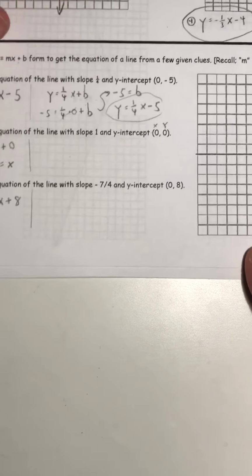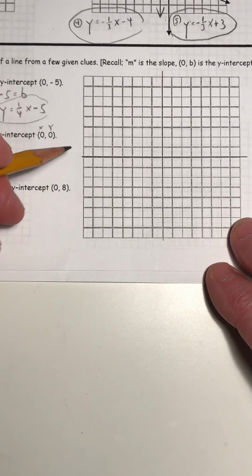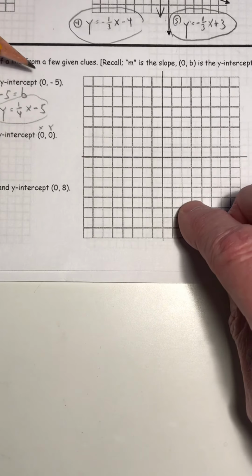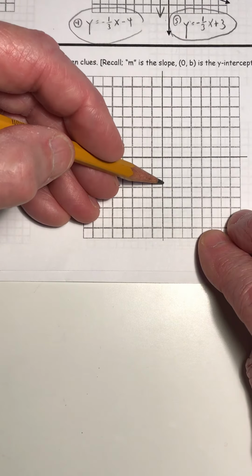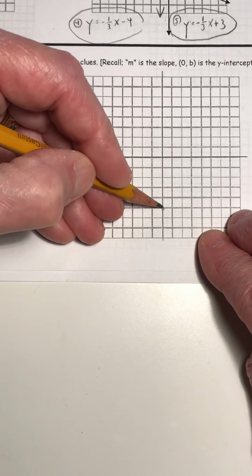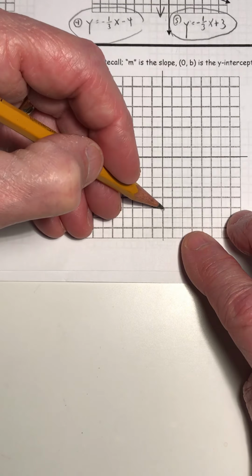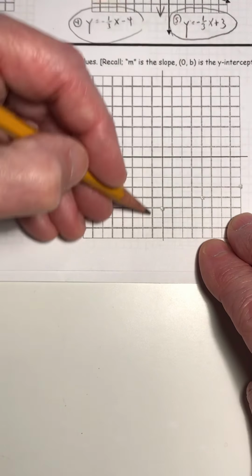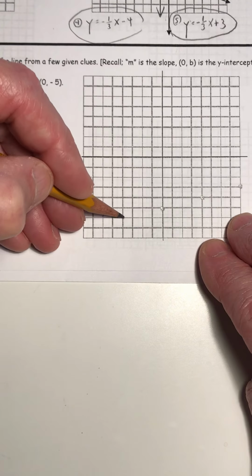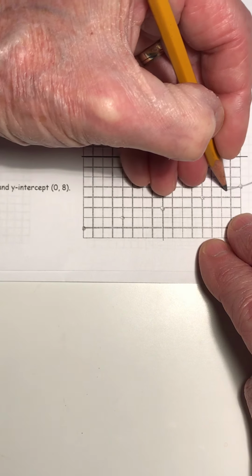I put a graph grid also over here for any one of these. Like for the first one, if the y-intercept is 0, -5, there's the y-intercept, -5, and then the slope is 1/4. Positive 1/4 means we go up 1, over 4, or down 1 and backwards 4. There's the graph.